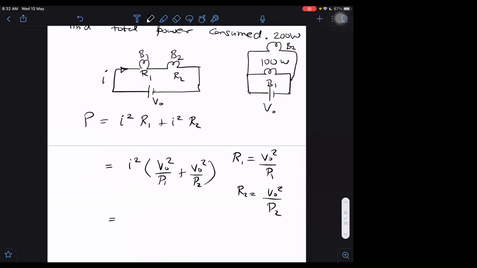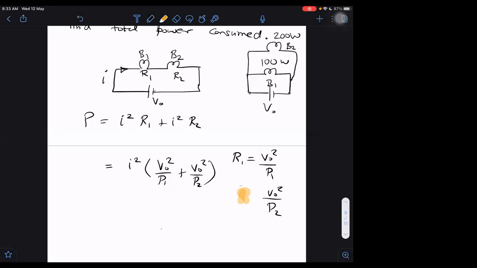But I itself is equal to V0 upon R1 plus R2, whole square. Without substituting we can do it, actually. We can get R1 plus R2 cancel. Power is given, right? If we didn't substitute in the beginning, we can substitute last easily, because one R1 plus R2 will get cancelled in the denominator.